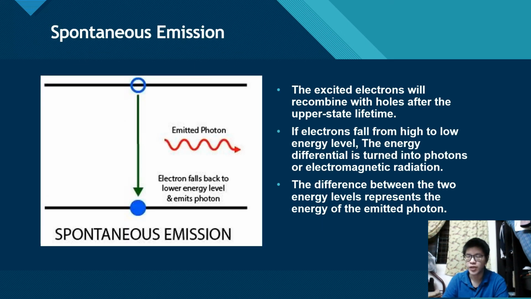For spontaneous emission, after the upper state lifetime of the excited electron, they combine with holes. As the electrons fall from a high energy level to a low energy level, the difference in energy is converted into photons or electromagnetic radiation. This process is used to produce light in LEDs. The energy of the emitted photon is given by the difference between the two energy levels.